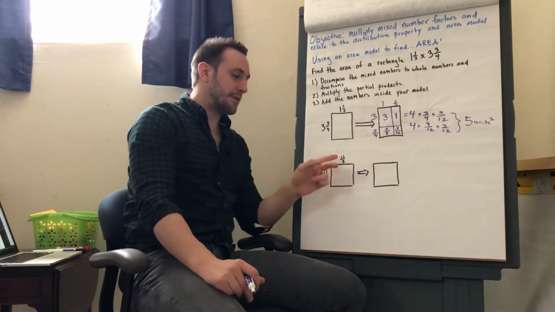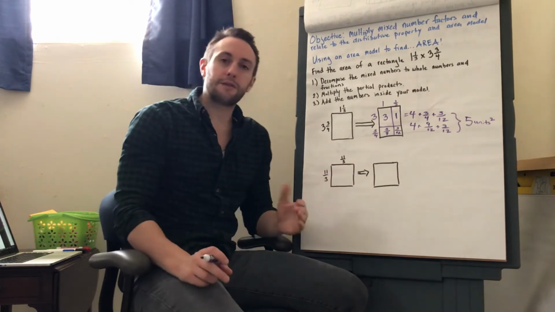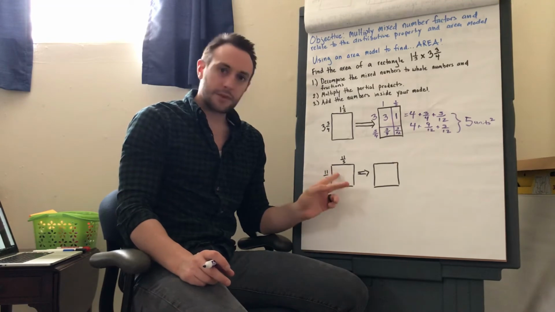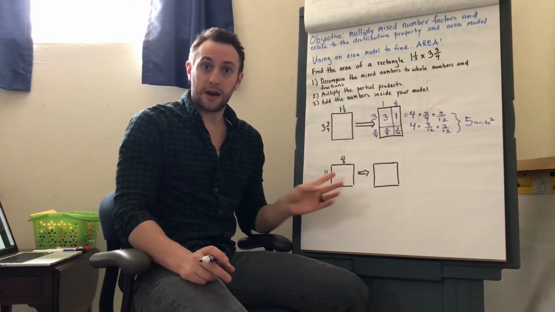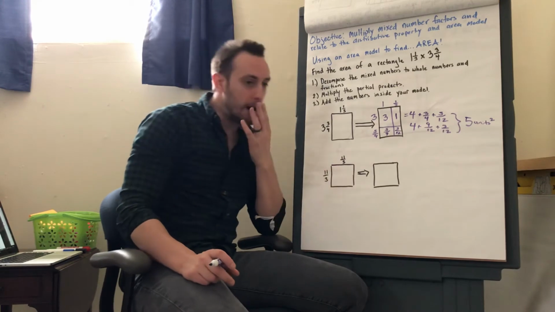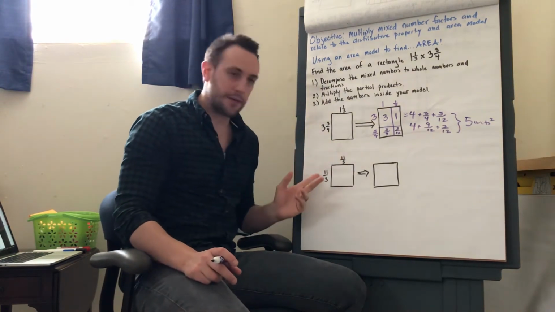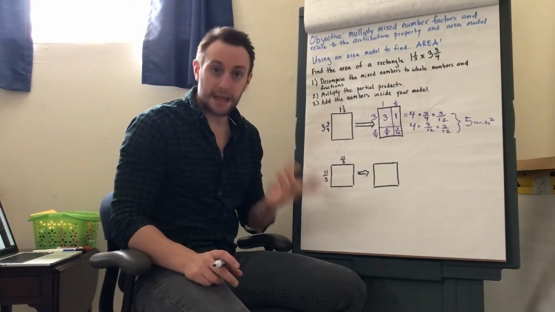In this one, we have 11/3 and 11/3. We have to find the area of this rectangle. Or this is a square because all sides are equal. So how do we do that? Because 11/3 isn't a mixed number. We're going to make it a mixed number.